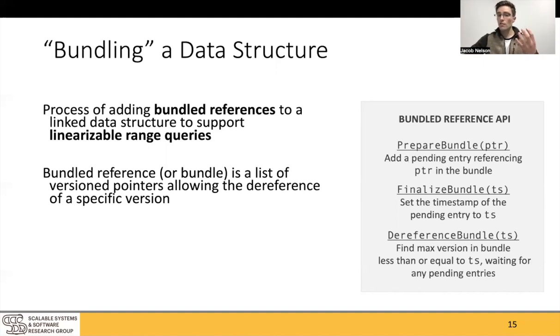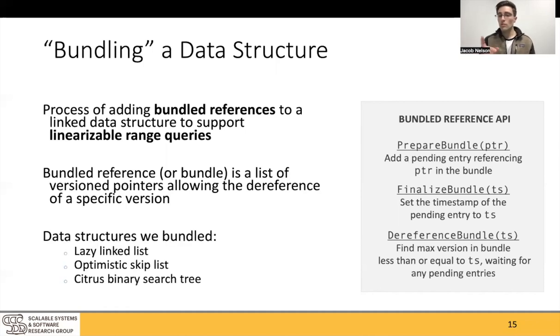It's just a list of pointers with their versions that allows us to dereference the value at a specific point in time. We apply this to a lazy list, an optimistic skip list, and a citrus binary search tree. But in this talk, I'm going to limit the discussion to just the lazy linked list. Now, on the right, you can see the API of our bundled references. The first two calls are related to updates, and the last call is related to traversing the bundles, specifically making a traversal that's consistent with a given point in time.